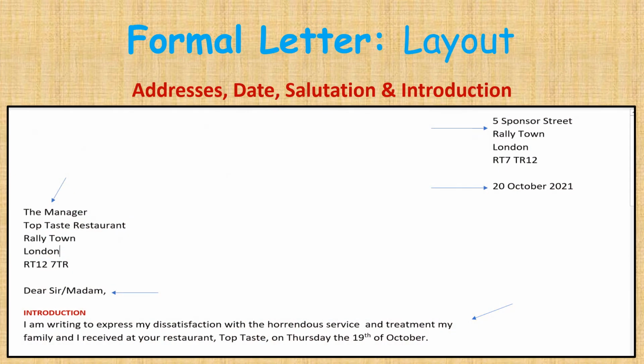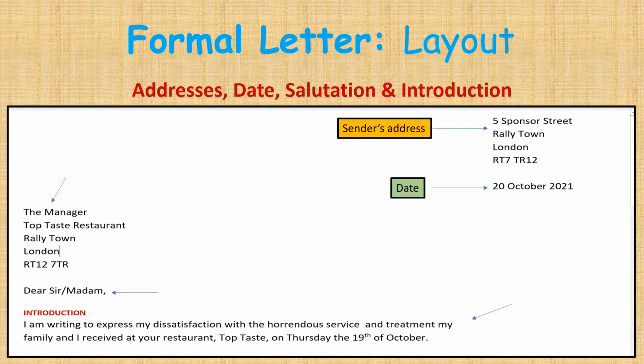So here's a layout of a formal letter. Let's look at the addresses, date, salutation and introduction. We can see here in the top far right hand corner of the letter is the sender's address. This does not include the sender's name, as this goes at the bottom of the letter where we have the signature. Each new word within the address also begins with a capital letter, and each letter within the postcode is capitalized.